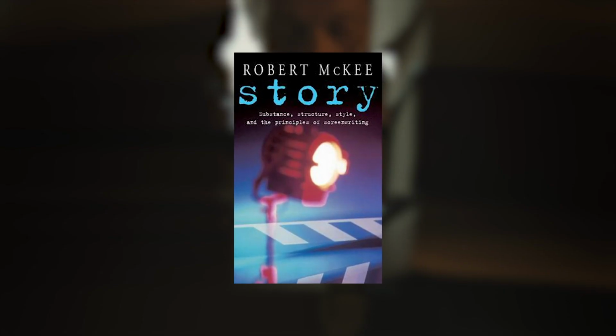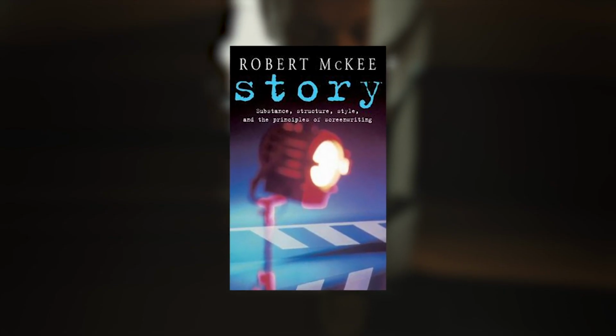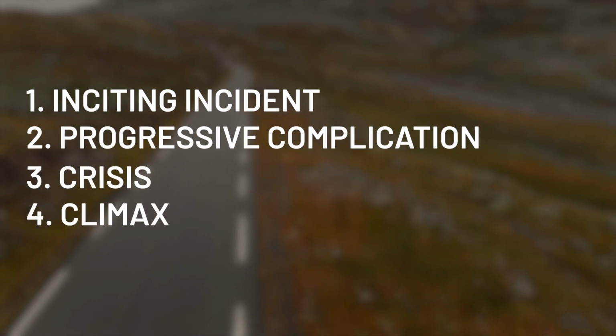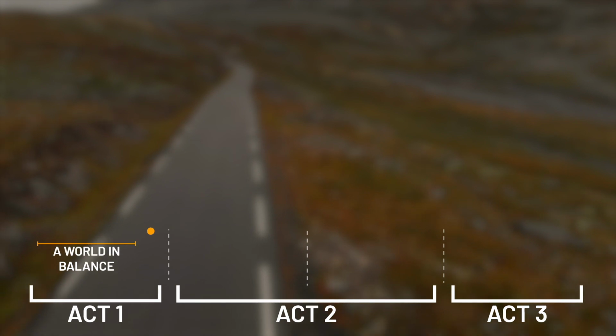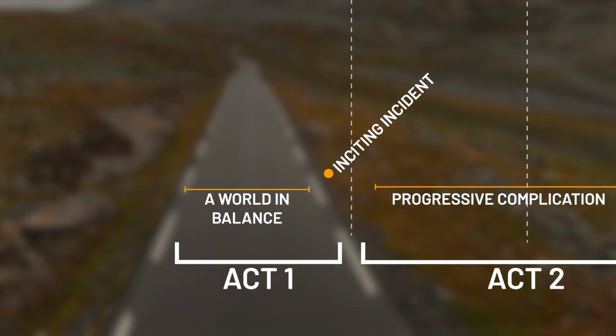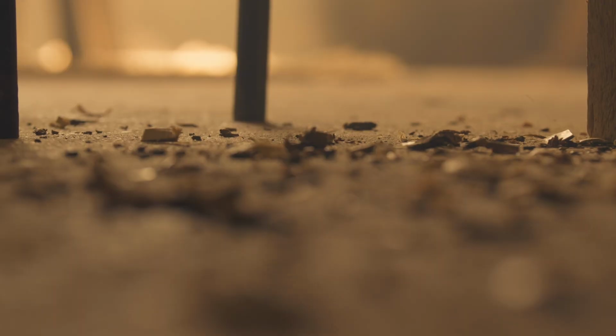The first I'll go through are the 5 elements of story as outlined by Robert McKee: inciting incident, progressive complication, crisis, climax, resolution. For the purpose of this, they align into a 3-act structure. So, you begin with a vision of your world in balance. That doesn't mean it needs to be perfect, because story is about change.